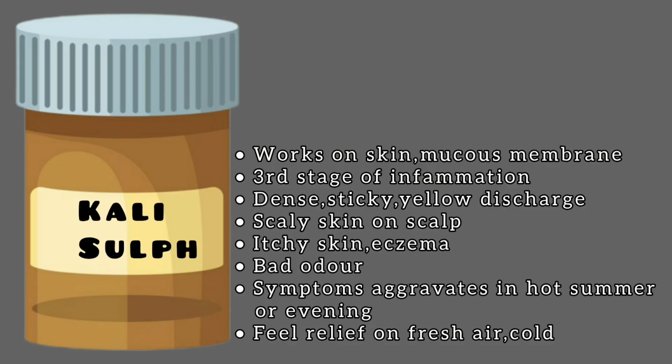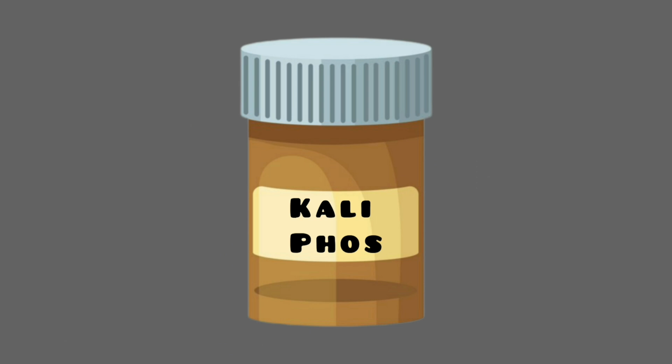Kali sulph works on skin and mucous membrane. It is the third stage of inflammation. It includes dense, sticky, and yellowish discharge, scaly skin on the scalp, itchy skin, eczema, and bad odor. Symptoms aggravate in hot summer or in the evening. Feels relief in fresh air or cold.